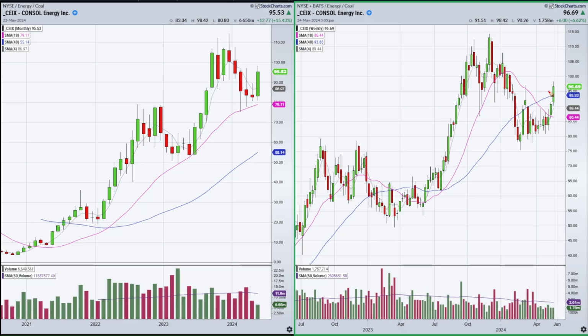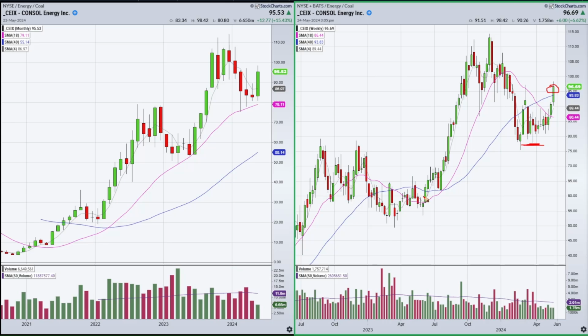Now, here's the problem. When we make this kind of a situation like this, we have to use the low of the pullback. And you could use the low of the last swing low. So you still got to be, if you're putting a trade on here, you've got to put a stop way down here.